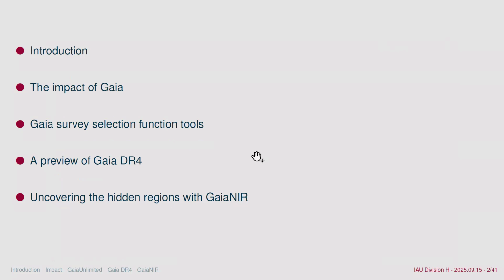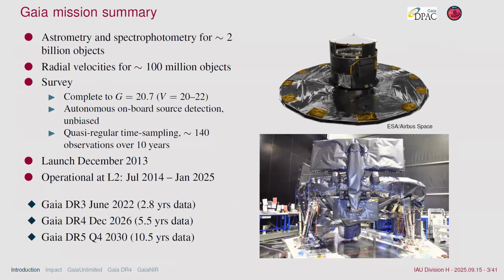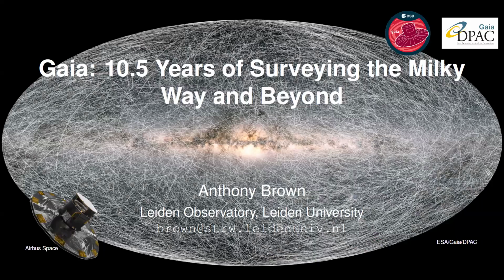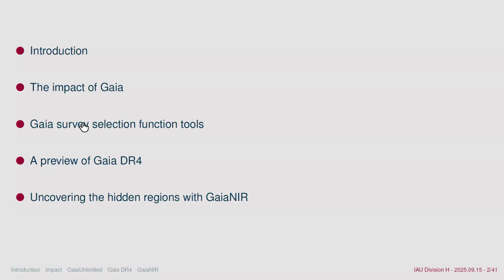I'll just go back to the title slide. As I mentioned, this is titled 10.5 years of surveying the Milky Way and beyond, the 10.5 coming from the amount of time that we've been collecting data, and I'll get back to that throughout the talk. For this review I've chosen to look back at the impact that Gaia has had so far through a number of examples that highlight the areas where Gaia has really changed the game in astronomy. I'll look at the Gaia survey selection function tools, a project that I led over the past couple of years, and I'll discuss what they are and a couple of examples of the kinds of science you can do once you have the selection function in hand.